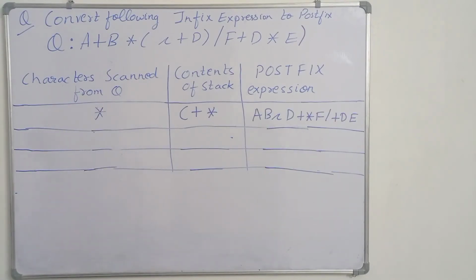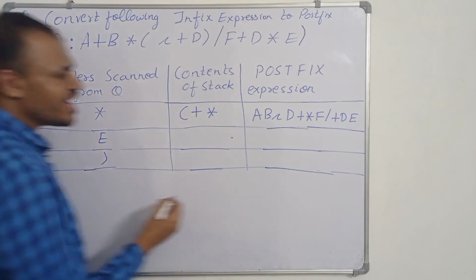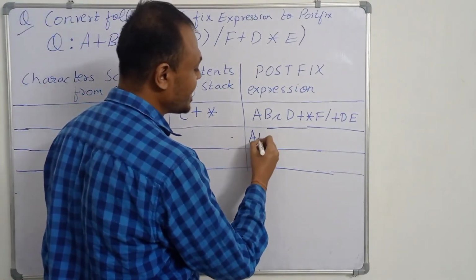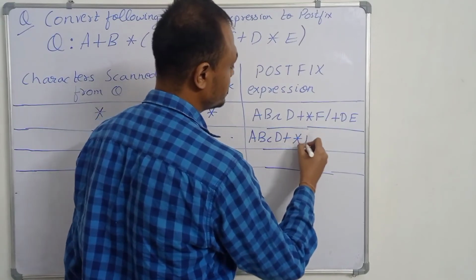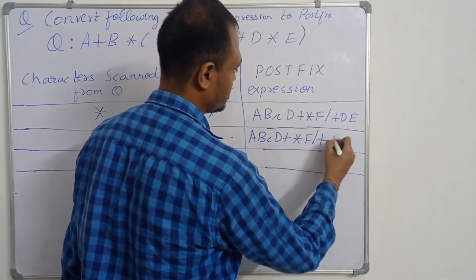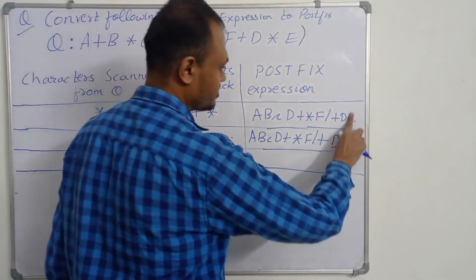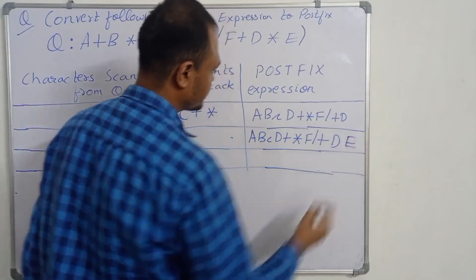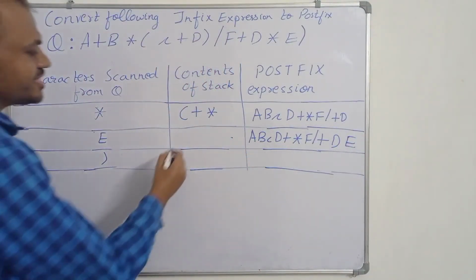So this was the table. Now next we encounter E and the closed parenthesis. When we encounter E, we will simply add E to the postfix expression. Sorry, this E will come here. Okay, so this E has now come to the postfix expression, and this is here.